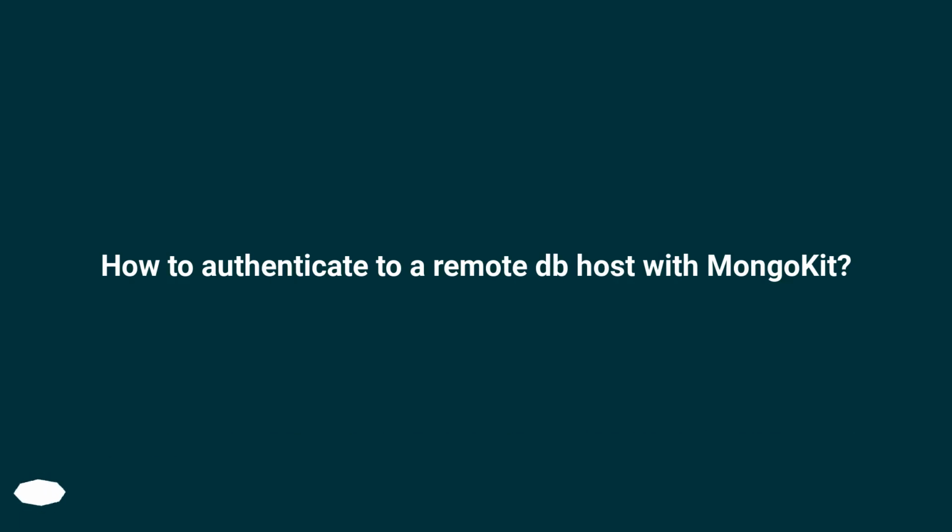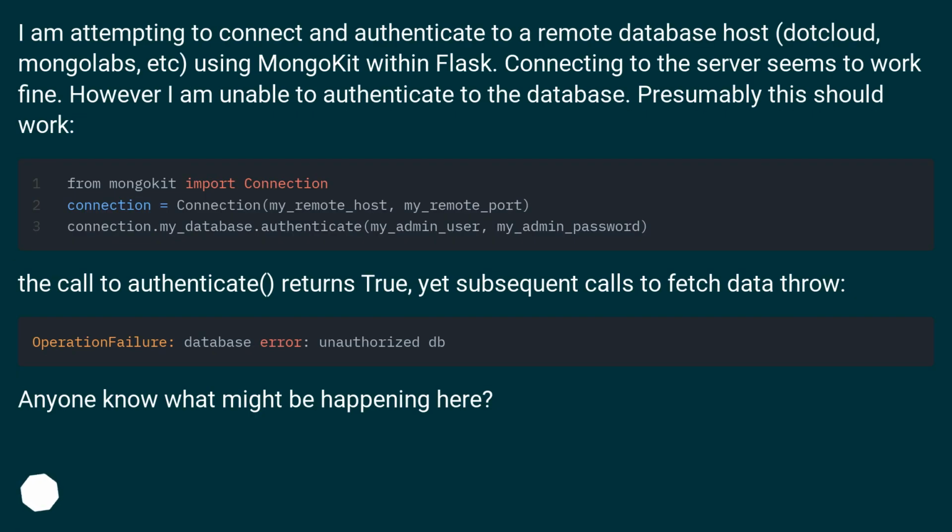How to authenticate to a remote DB host with MongoKit? I'm attempting to connect and authenticate to a remote database host, .cloud, MongoLabs, etc., using MongoKit within Flask. Connecting to the server seems to work fine. However, I am unable to authenticate to the database. Presumably this should work.